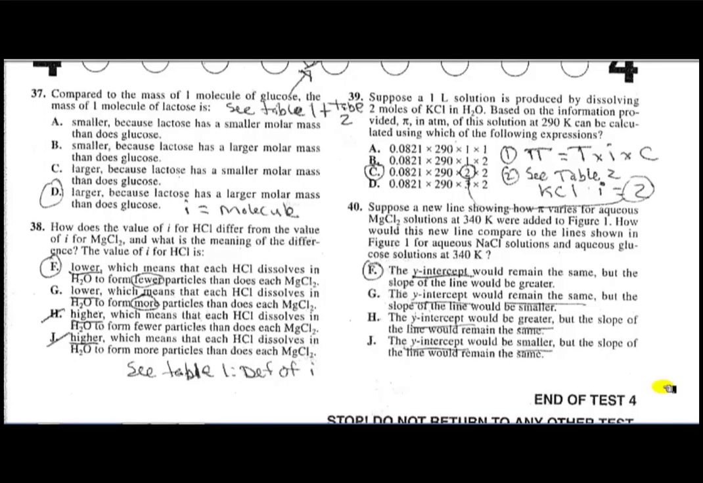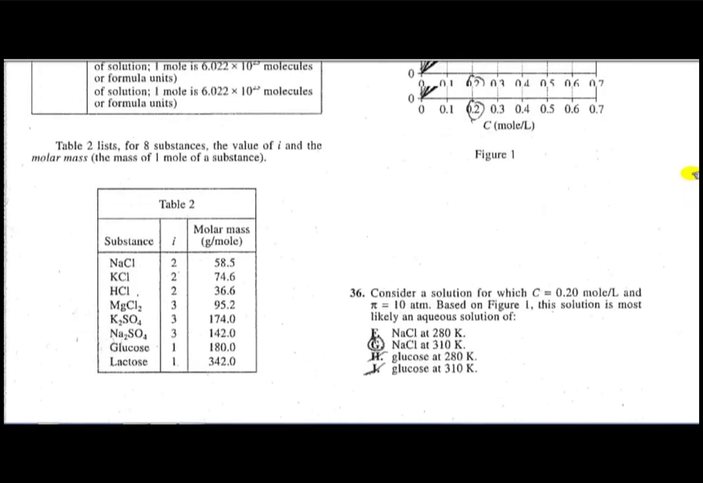Test 68C, Science, Practice Problem number 39. Number 39 states, suppose a 1 liter solution is produced by dissolving 2 moles of KCl in H2O. Based on the information provided, pi in atm of this solution at 290 degrees Kelvin can be calculated by using which of the following expressions? The first thing that we need to know is the definition of pi, and that's some information from the very beginning up here.